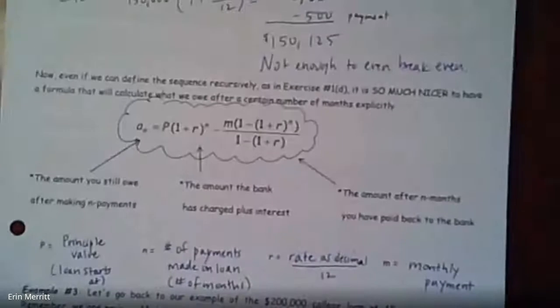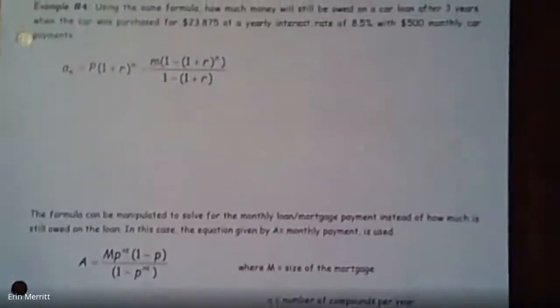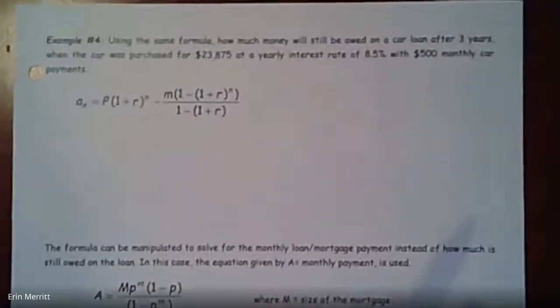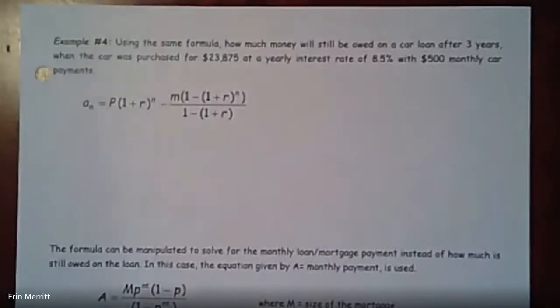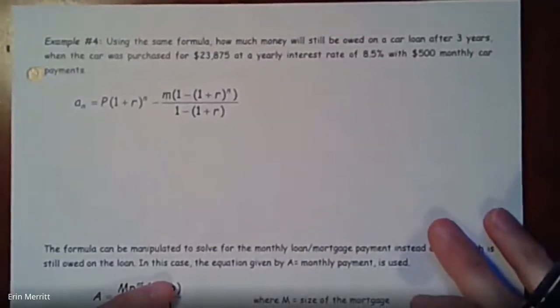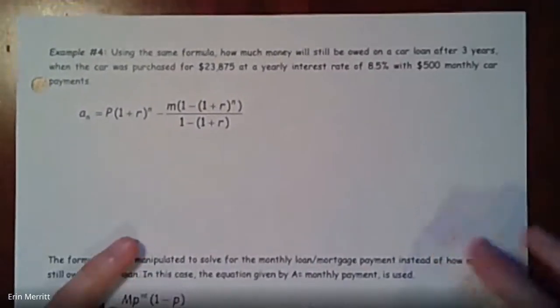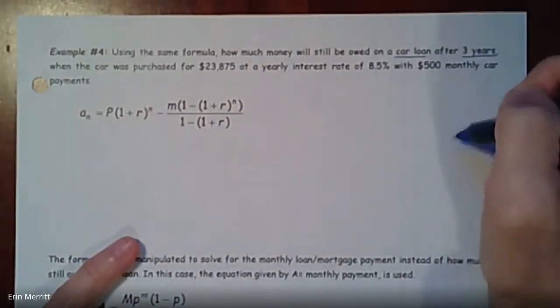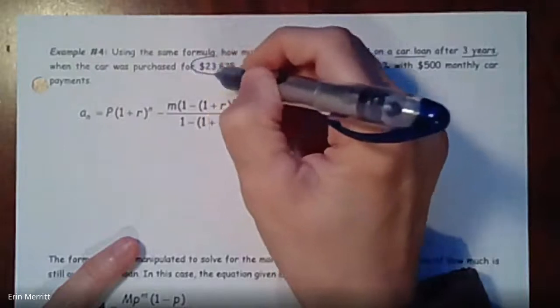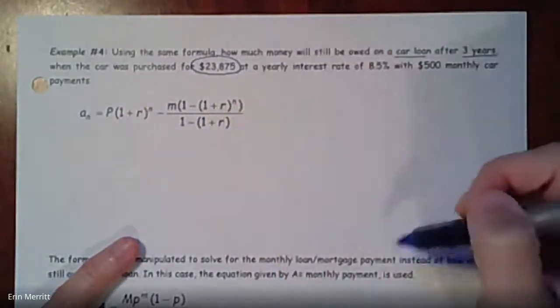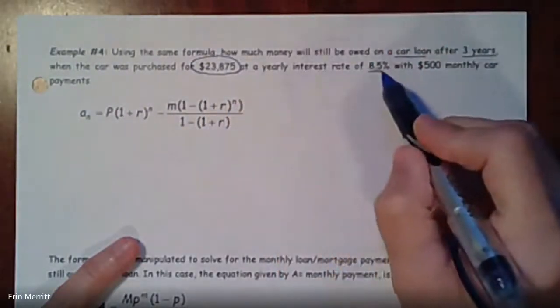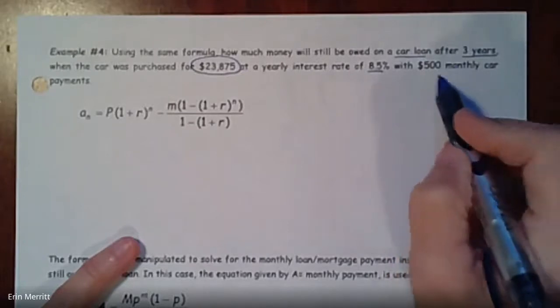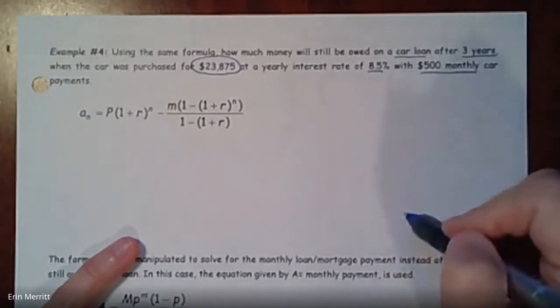So when we flip on over here, this one has the same formula. It says, using the same formula, how much money would still be owed on a car loan after 3 years when the car was purchased for $23,875, a yearly interest rate of 8.5%, and then $500 monthly car payments.